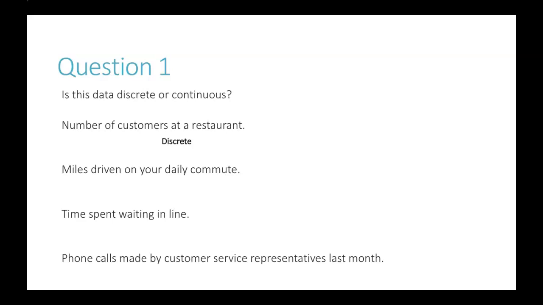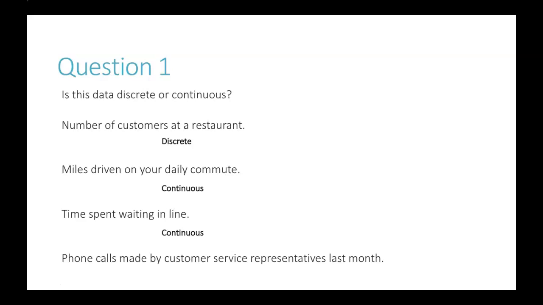Then, miles driven on your daily commute. Well, do you have to drive 1 mile, 2 miles, or 3 miles? Or can you drive anywhere in between? Well, we can drive a quarter of a mile. We can drive a tenth of a mile if we want. So your miles driven on your daily commute will be continuous. Now, time spent waiting in line. Well, let's work it through again, thinking like minutes. Do you have to spend 1 minute or 2 minutes or 3 minutes in line? No, you can spend any amount of time in line, so that data is continuous.